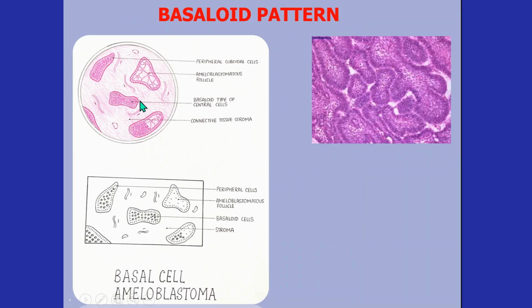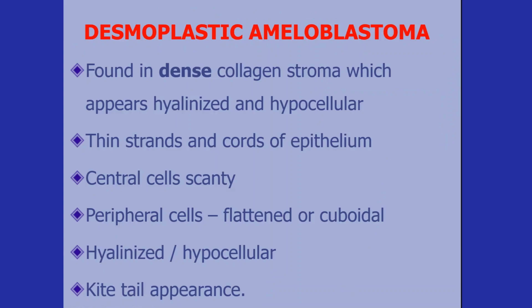This is the picture of the basaloid type. You can see that this follicle has transformation. The central cells are transforming into basaloid type of cells. Here is the picture how it looks in the slide sections.